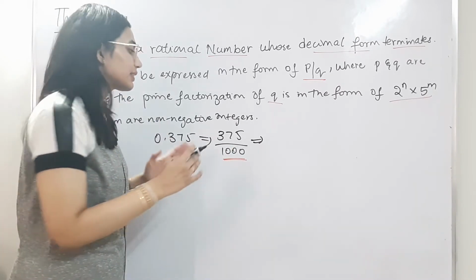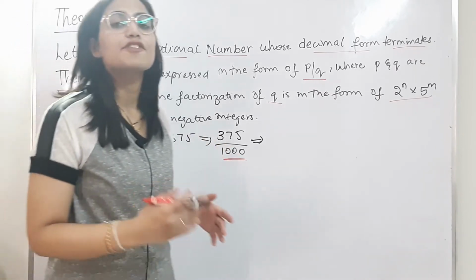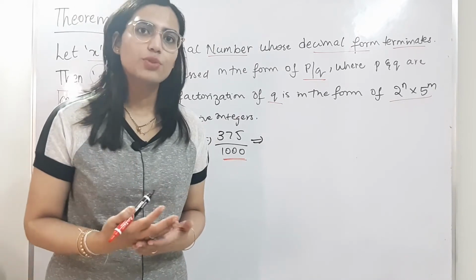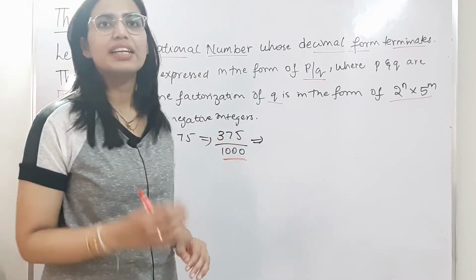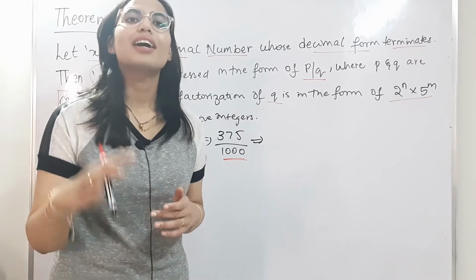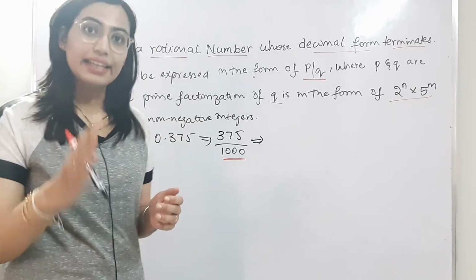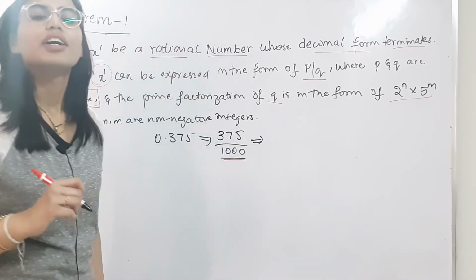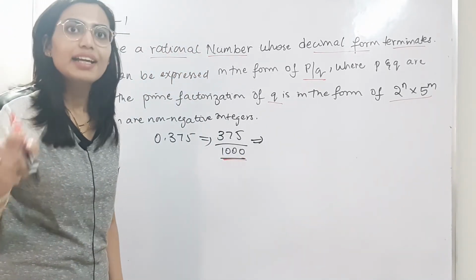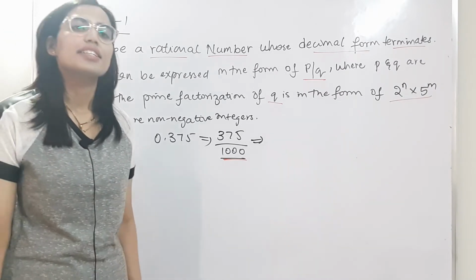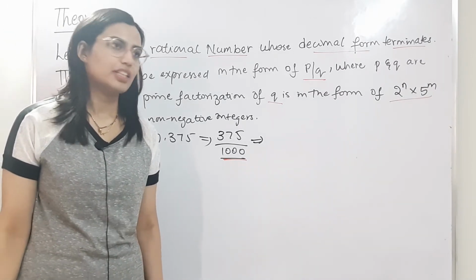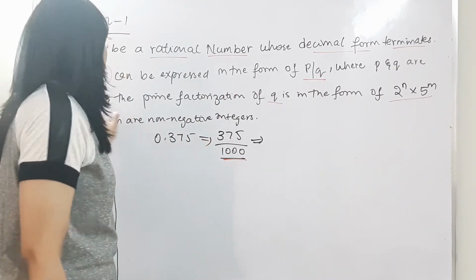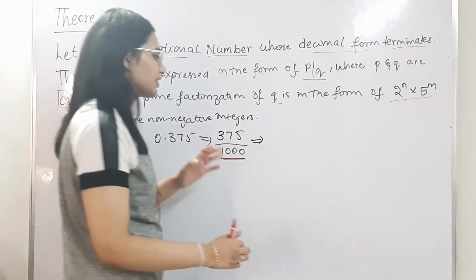If you take the lowest form of a rational number, the lowest form would be p and q being coprimes. That is, if they don't have any common factor other than 1, and then the denominator is in the form of 2 power of n into 5 power of m, then you can say for a fact that the number is terminating. That is what this theorem is all about. Even if you do not consider coprime, I'll show you what happens.